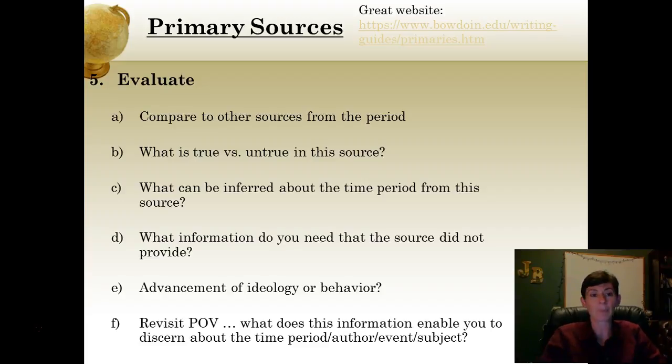Then you're going to look at, was there an advancement of ideology or a certain behavior? What biases are there? You need to revisit point of view at this point. What does this information enable you to discern about the time period, author, event, or subject? All right, so you're going to want to revisit point of view here.